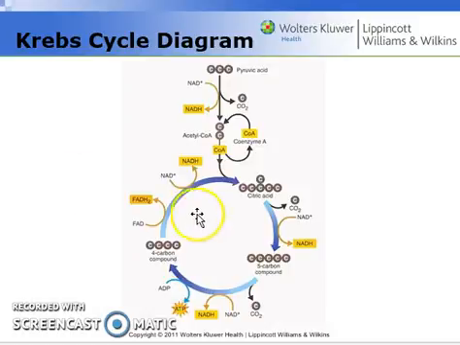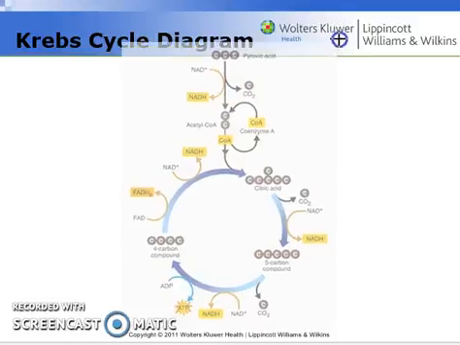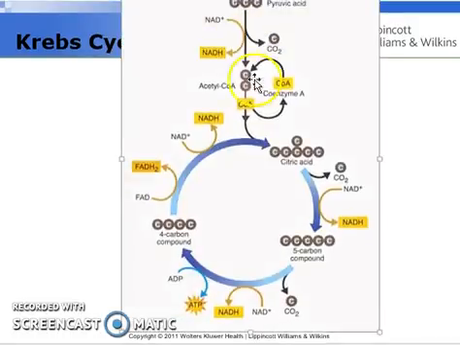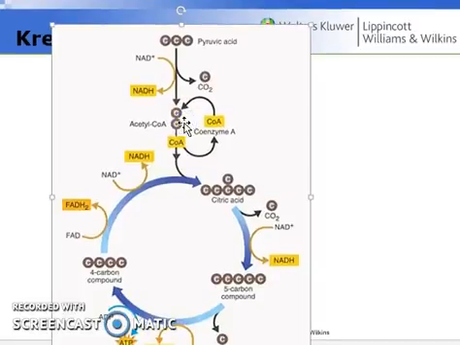So here's a diagram outlining what happens in the Krebs cycle. And I know this looks really scary because there's a lot of structures in here, but really when you think about it, it is simply a series of conversions that take place. So we start off with our 3-carbon molecule of pyruvic acid. And what happens is that pyruvic acid is going to lose a carbon.